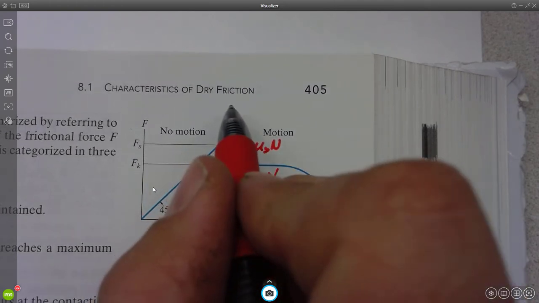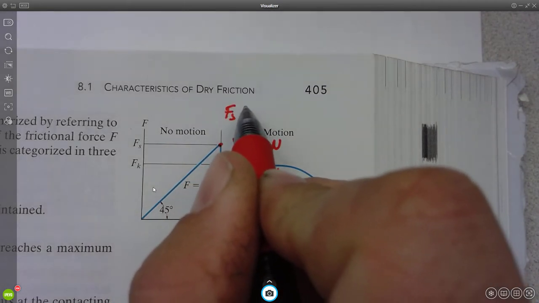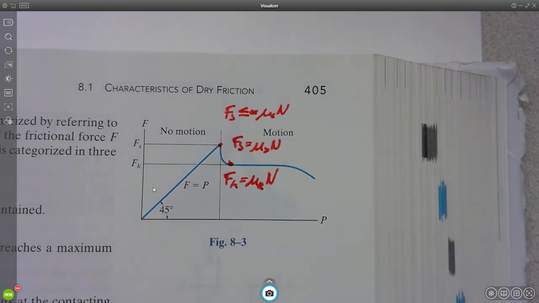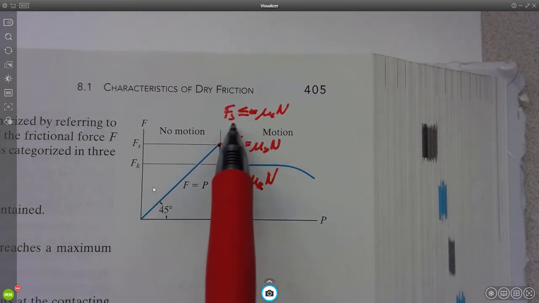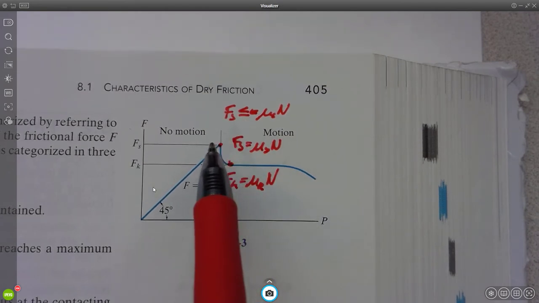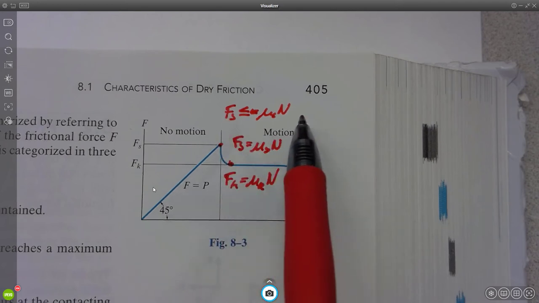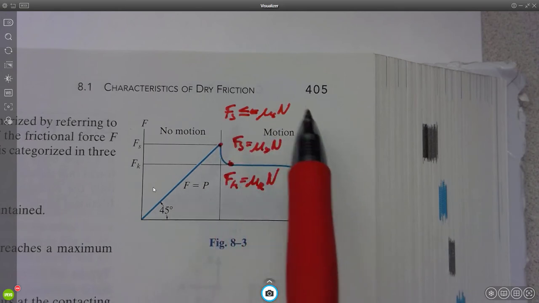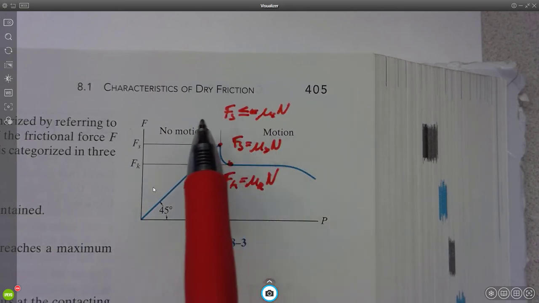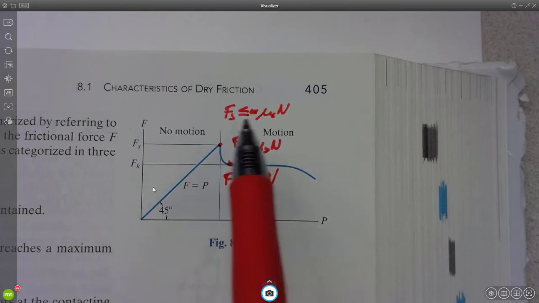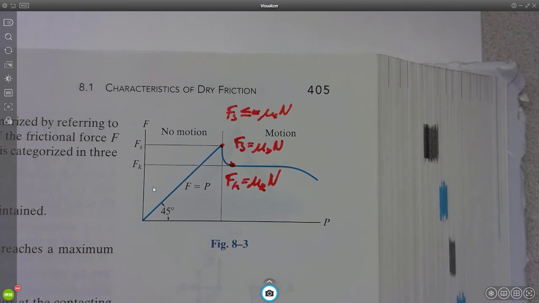So static friction is always less than or equal to mu static times the normal. If we say a block is about to move, the ladder is about to slide, the snowboard is about to go down the mountain, those are all key words, right? About to, impending, almost. That's the problem trying to tell you that we're right at the cusp of motion. And so the force of friction is equal to the force of static friction, which is mu static times the normal.